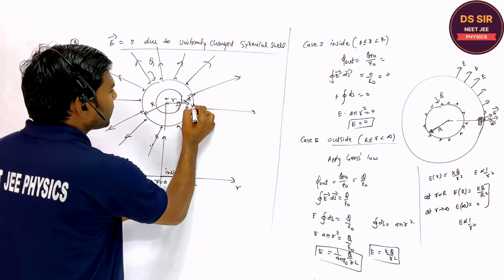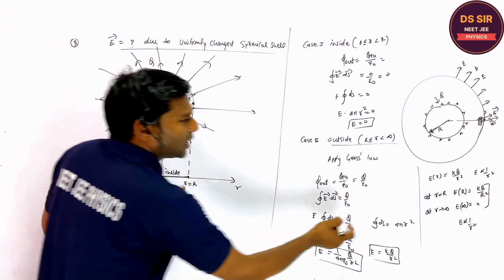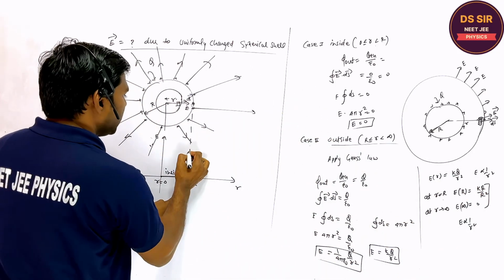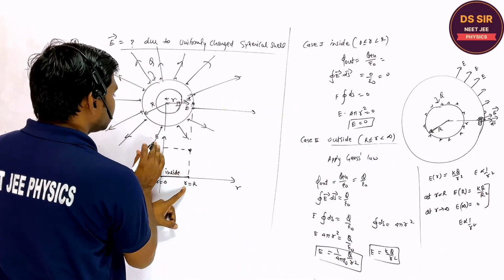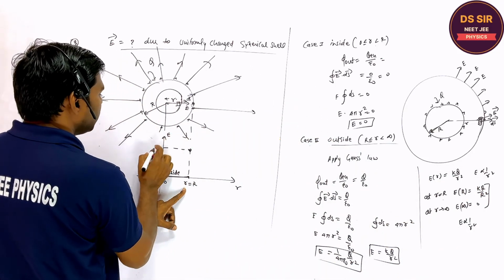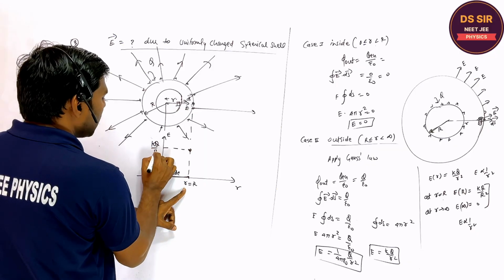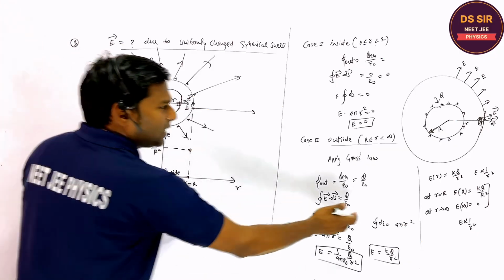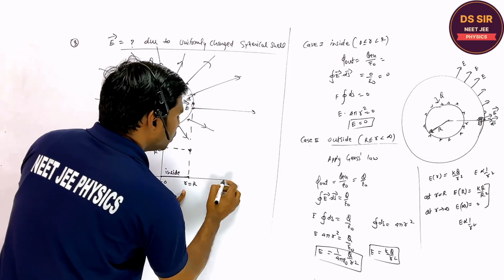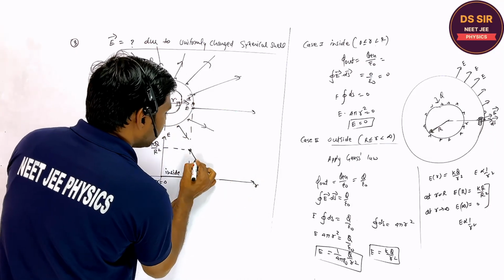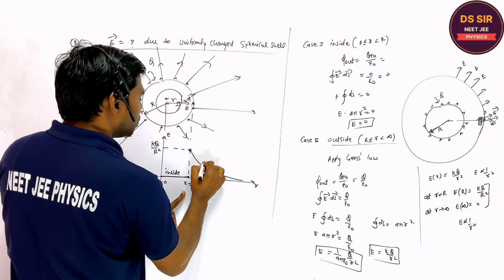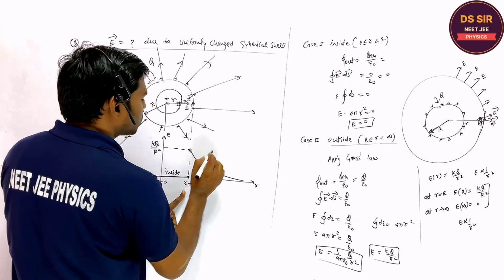So on the surface, at r is equal to R, what is the value of the electric field? You will say this electric field is nothing but kQ upon R square, and at infinity the electric field is 0, right? So it varies like this. This electric field is inversely proportional to r square.